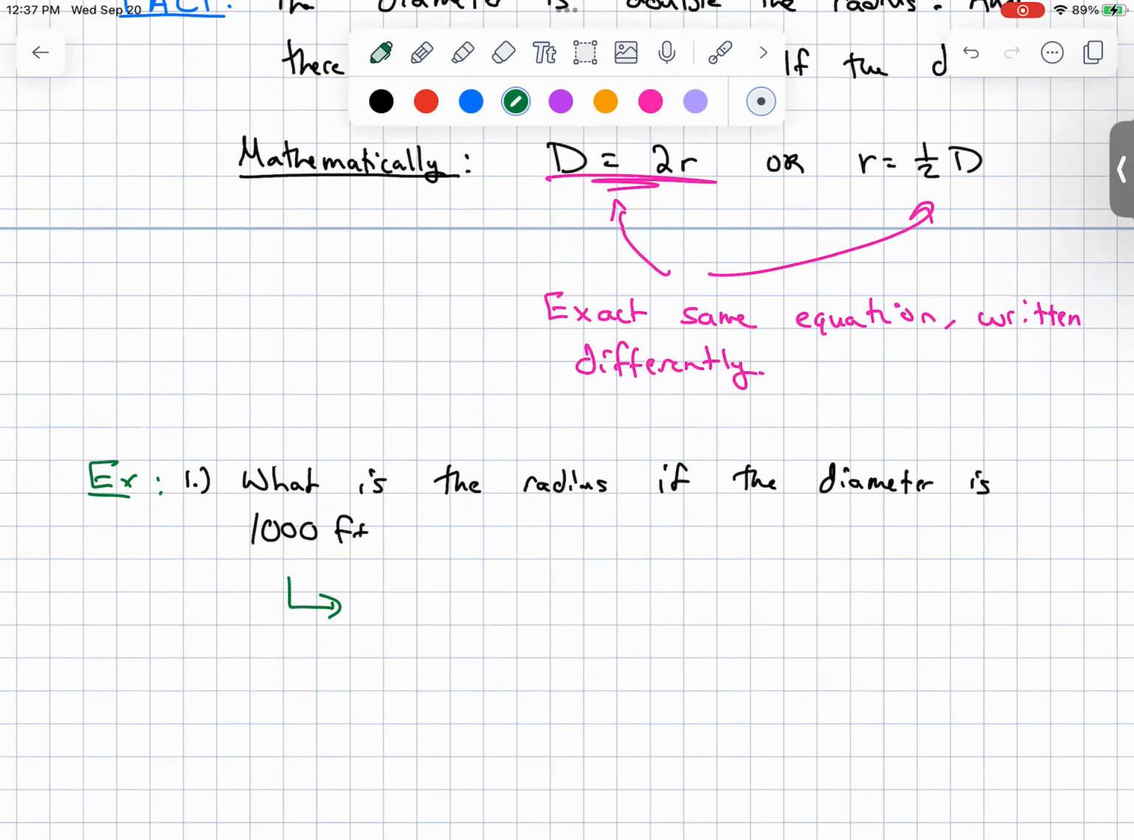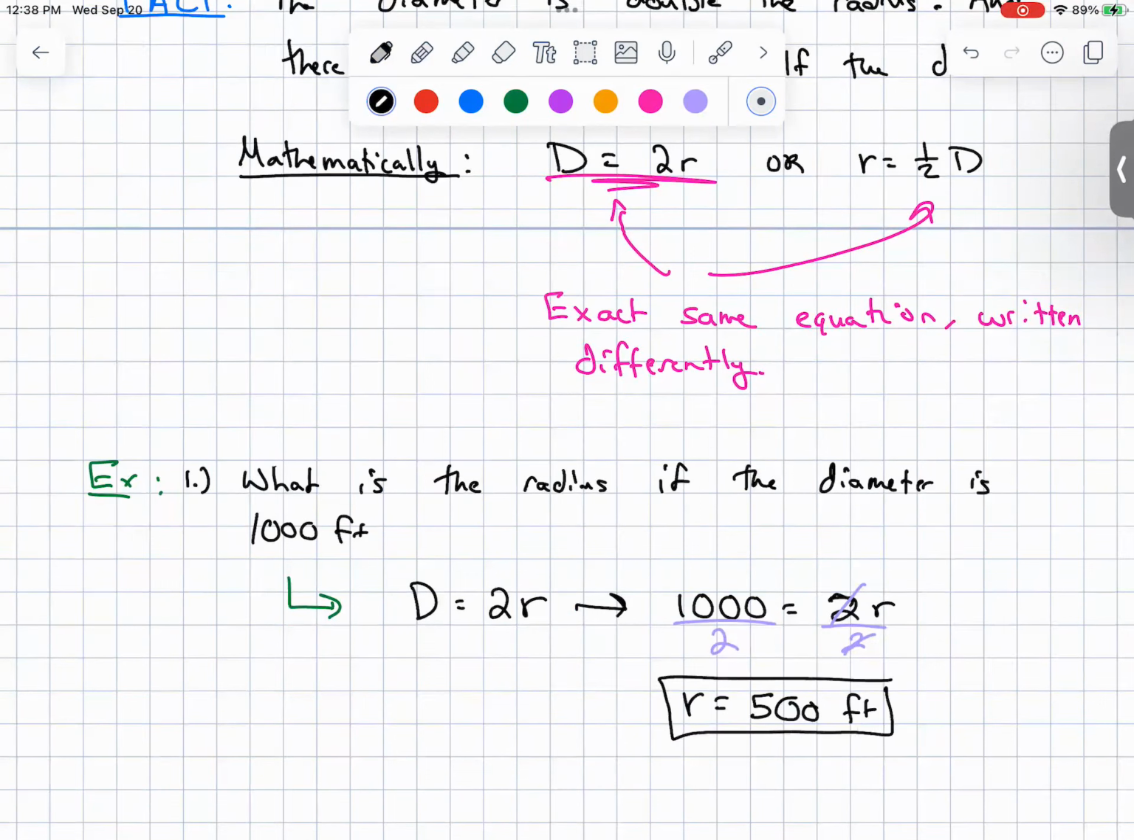But here, D is equal to 2R. And the fact is, we don't know what R is, but we do know what D is. D is 1,000. So 1,000 equals 2R. And we're going to divide both sides by 2 to get the R by itself, and get that R is equal to 500 feet. That's if you want to do it by pure math. But if you want to do it in your head or in a quick calculation, please feel free to do so.